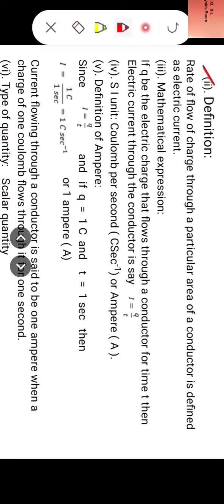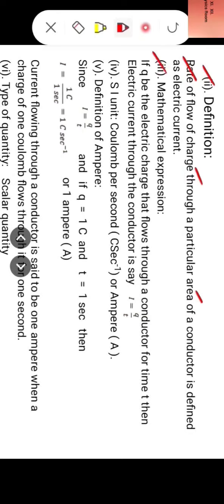Second, definition of electric current. Rate of flow of charge through a particular area of a conductor is defined as electric current. I repeat, rate of flow of charge through a particular area of a conductor is defined as electric current.